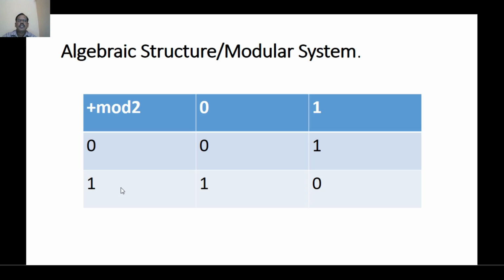Because 1 plus 1 is 0. So 1 acts as the inverse element of 1, that is a self-inverse element. We call it a self-inverse element. And hence it is an abelian group under addition modulo 2.